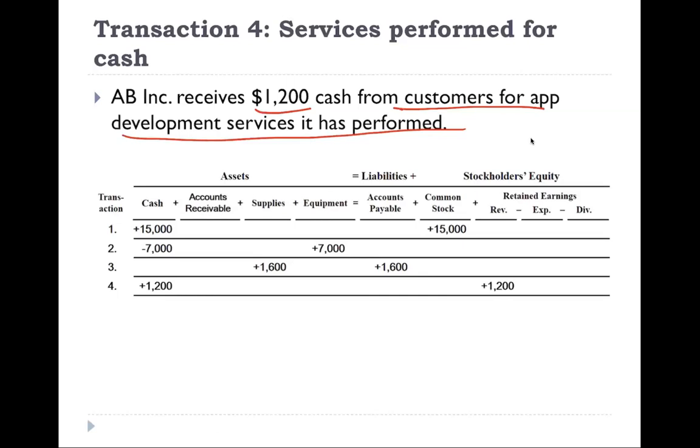So AB received 1,200 in cash. Cash increased by 1,200. And because cash is an asset, asset increased by 1,200. And it was for app development service it has performed. So this is a revenue for the firm. Revenue increased by 1,200. And because revenue increases the firm's retained earnings, retained earnings increased by 1,200. And because retained earnings is part of stockholders' equity, stockholders' equity increased by 1,200.